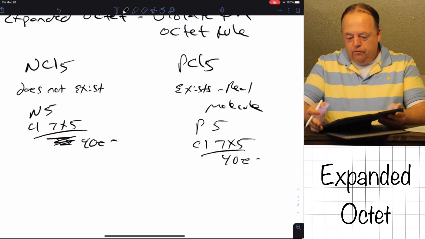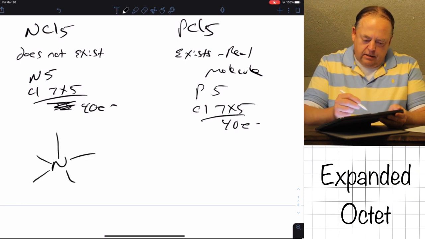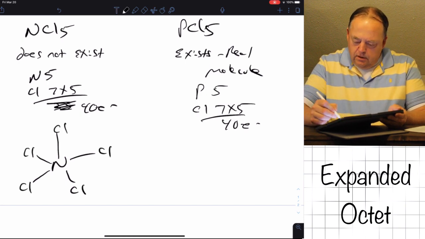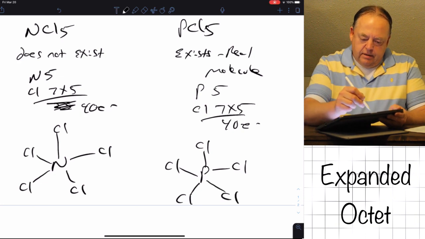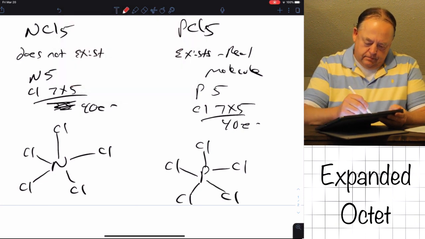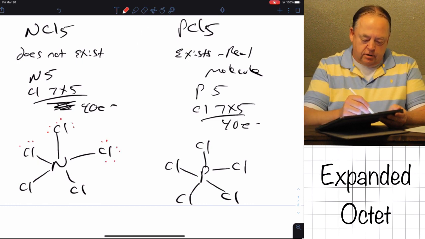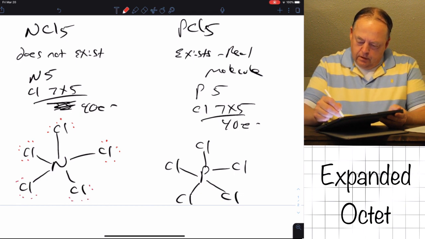So if we drew a Lewis dot structure the way that we've been drawing them in the past, you put nitrogen in the middle and attach the 5 chlorines, or phosphorus in the middle, and then add lone pair electrons. So give each chlorine 3 lone pairs, and then they have 8 valence electrons. And same for PCl5.